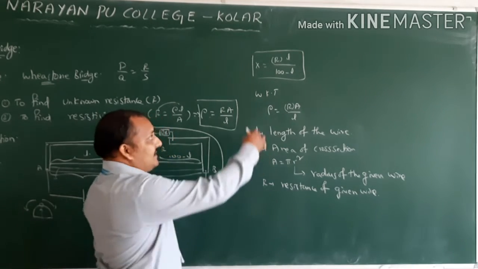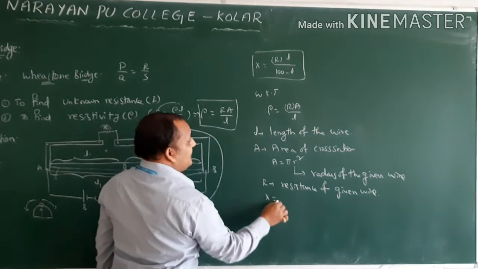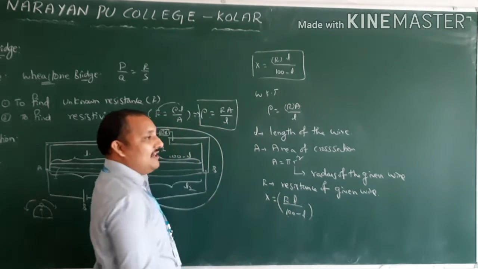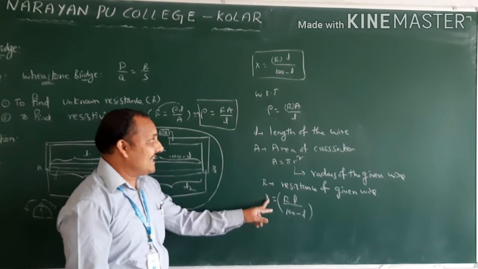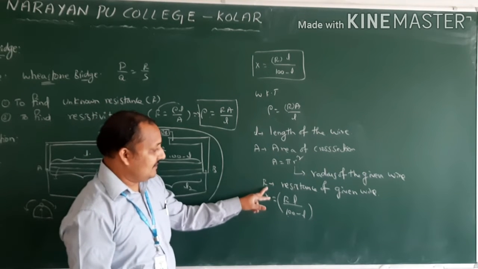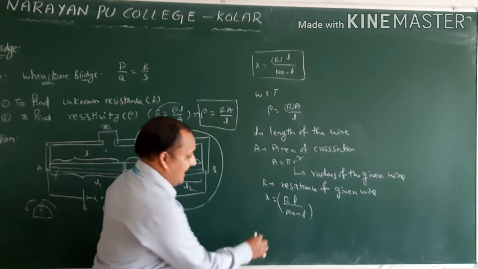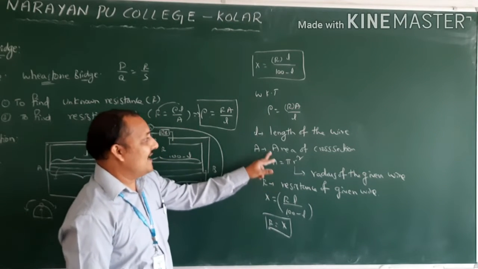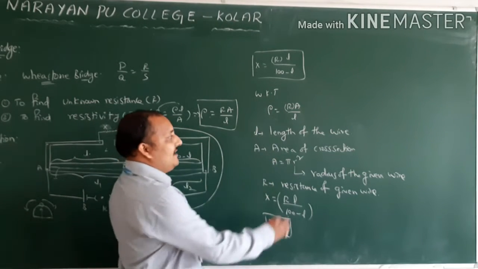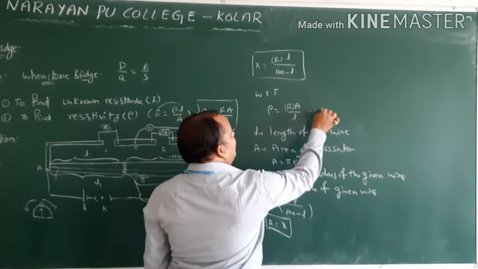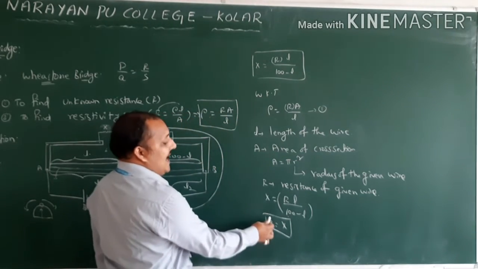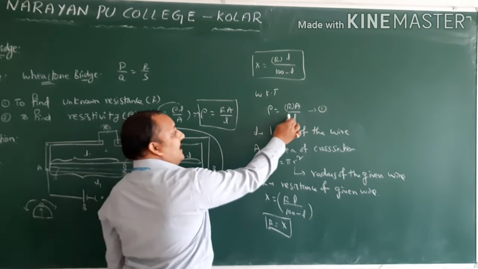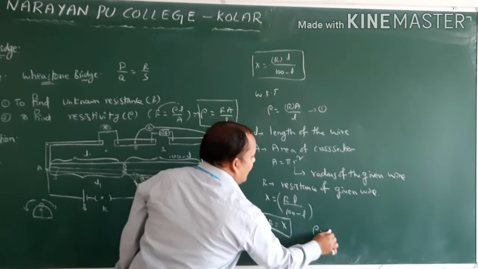What is this R? See, above it is there. X is equal to RL by 100 minus L. So you will get this value by using the meter bridge. You have to substitute this X value, meaning R is equal to X. R is equal to X and A is equal to pi r square. L is nothing but the length of the given Y. You have to substitute all these values in this equation number 1. Substitute R value equal to X. Substitute A is equal to pi r square. Substitute L length. Then you will get rho, how much value.